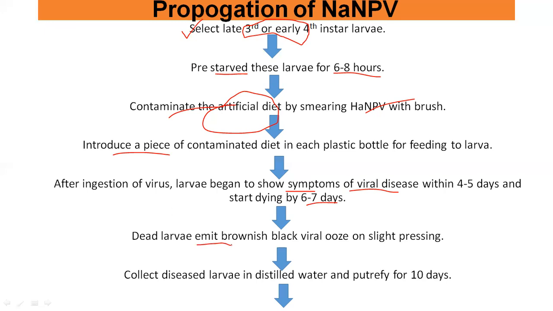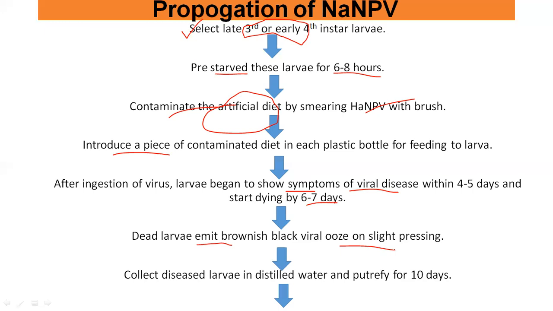How to collect? The infected larva emits a brownish black viral ooze on slight pressing. When we press the larva slightly, a fluid like this comes out, which is the brownish black viral ooze. Then we consider it ready for collection, or for production of this HNPV.